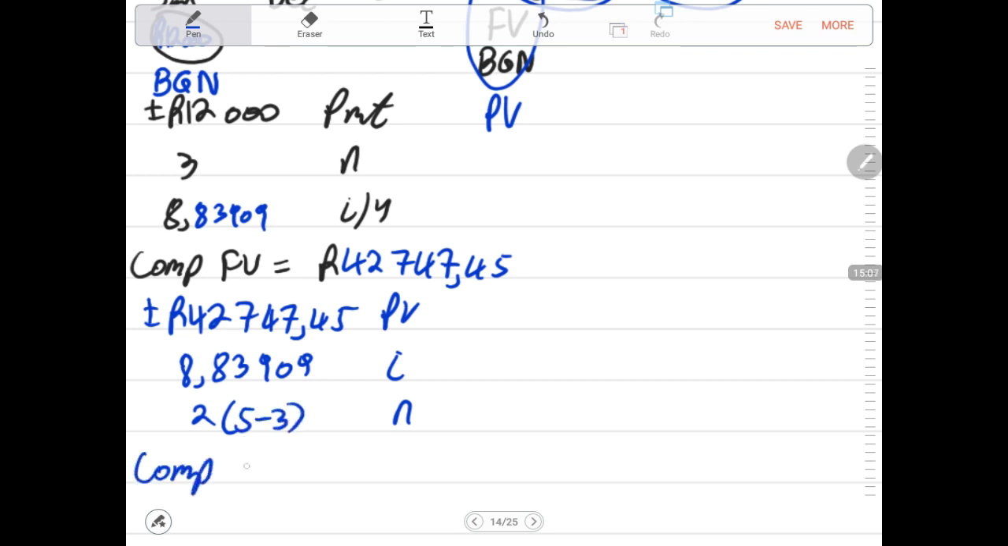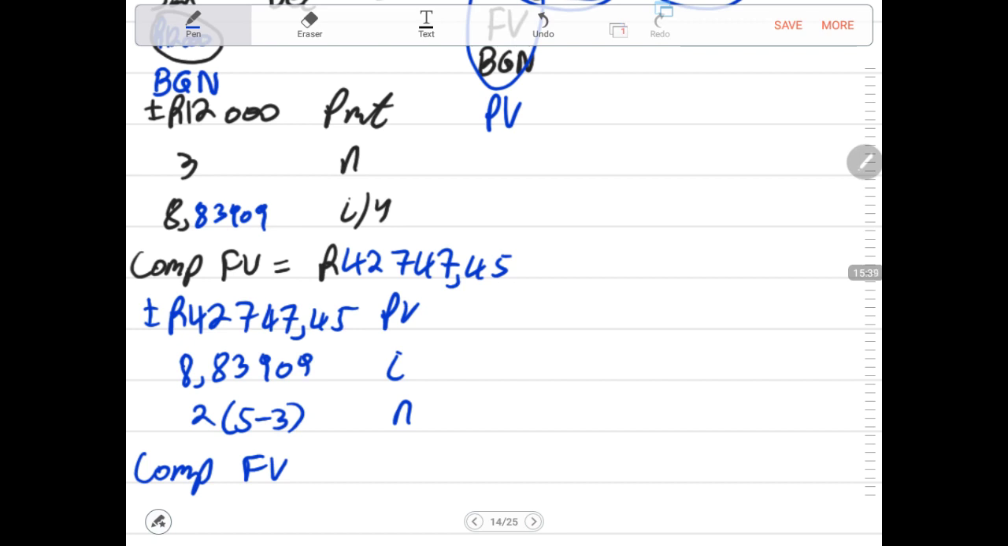Then we say compute future value. Remember now, in this case, the BGN function is no longer in existence because we are no longer making payments at the beginning of the year, but we are accumulating the previous future value to the next future value at the end of the given period. Then we say second function, future value, to eliminate that BGN that was on the screen of your calculator.